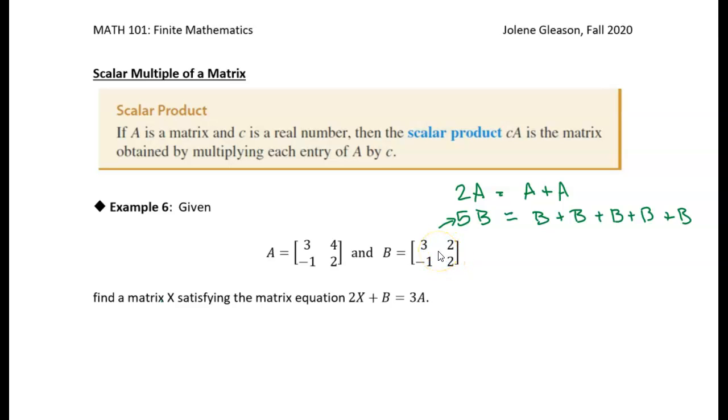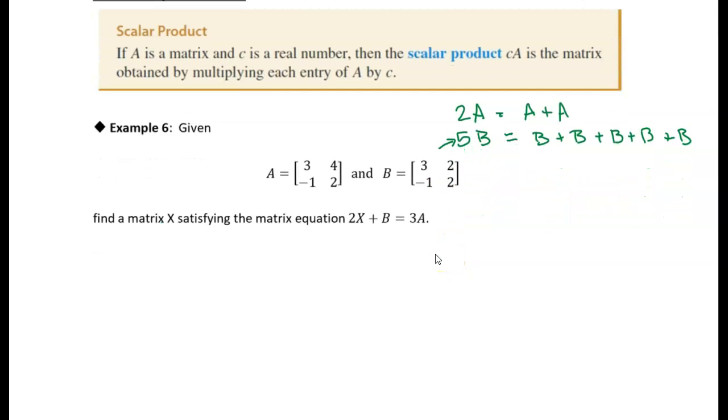All right, so we're going to take a look at example 6. We're starting to see the beginnings of some algebra with matrices. We're asked to find a matrix X that satisfies this matrix equation: 2X plus B equals 3A. This looks like an algebraic equation, except that X, A, and B are matrices. But we're given what A and B are, so let's start by substituting those matrices in.